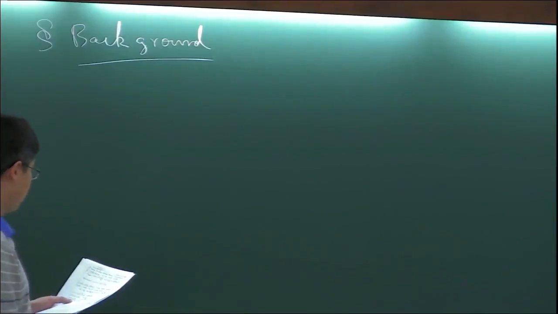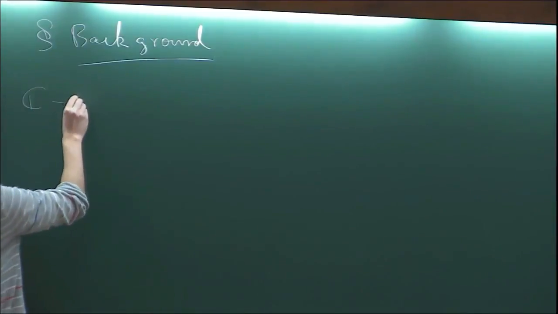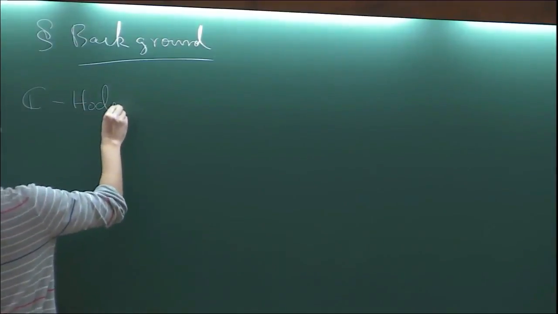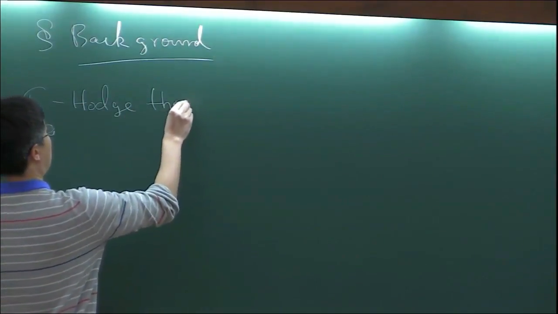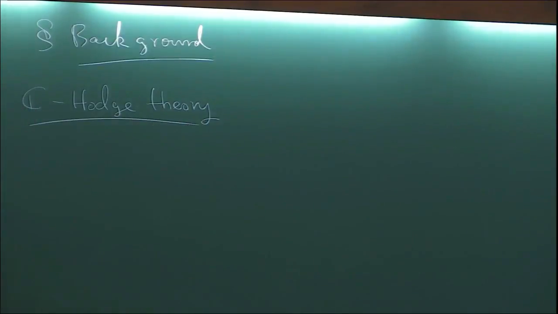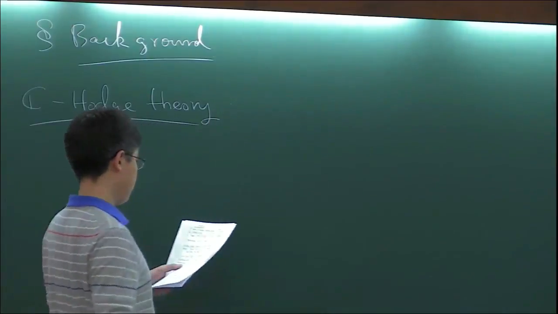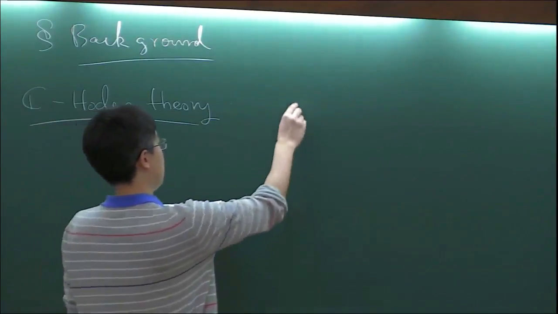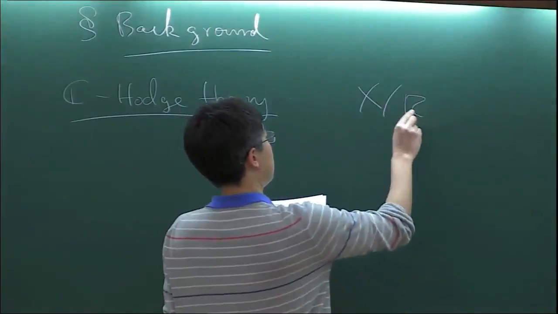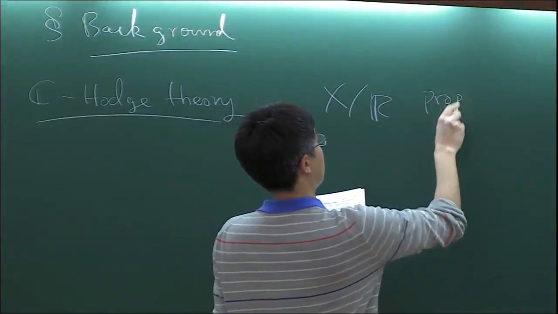Okay, so p-adic Hodge theory is somehow the p-adic analog, motivated by the complex Hodge theory. So in complex Hodge theory, we have the de Rham comparison theorem, so everybody knows that. And I would like to formulate this comparison in the following way so that we can adapt it to the p-adic case. So suppose X over R is a proper smooth variety.